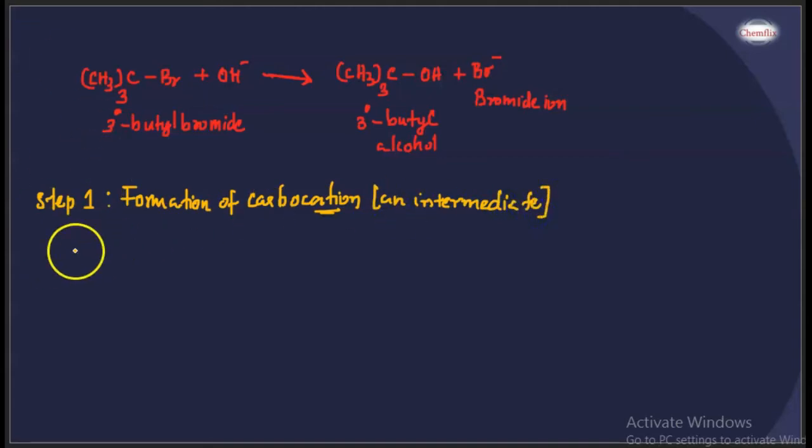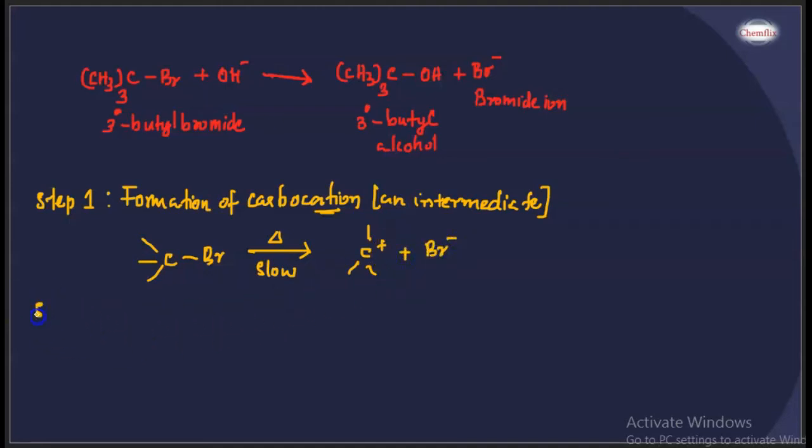Here we can see this is a tertiary carbon, CH3 thrice C, then Br, and this one on heat is a slow process, and the slowest process is the rate determining step. That's why we are only taking this alkyl halide in the rate determining step. So slowly you will get a carbon with positive charge plus Br minus, and this one is the carbocation. This is an intermediate, and here a positive charge is attached to the carbon atom.